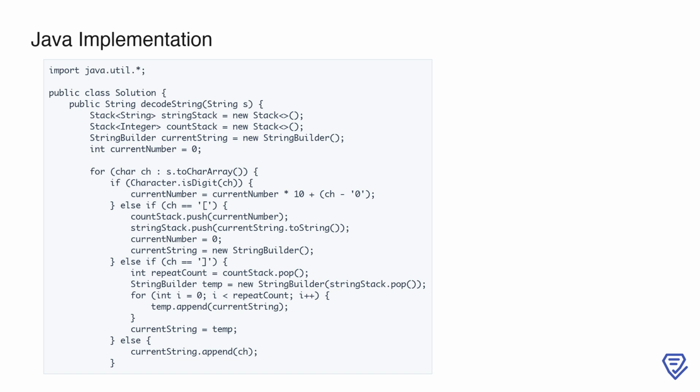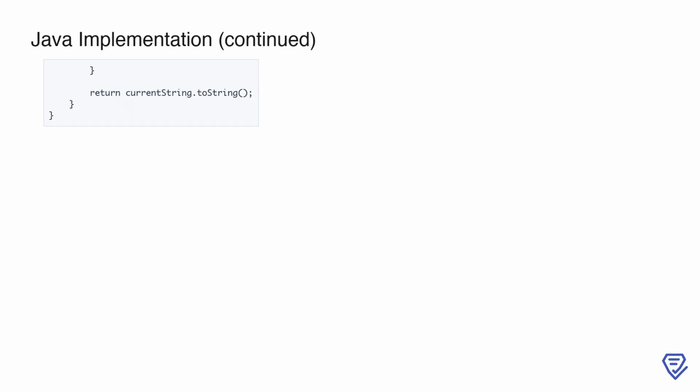to start fresh for the new segment. If we encounter a closing bracket, it indicates the end of an encoded segment. We retrieve the repeat count from the count stack and the previous string from the string stack. Using these, we repeat the current string the specified number of times and append it to the previous string, effectively decoding this segment. The result is assigned back to currentString to continue processing any remaining characters in the input. Finally, once the loop finishes processing every character in the input string, we return the fully constructed currentString as a regular string. This represents the completely decoded version of the input.